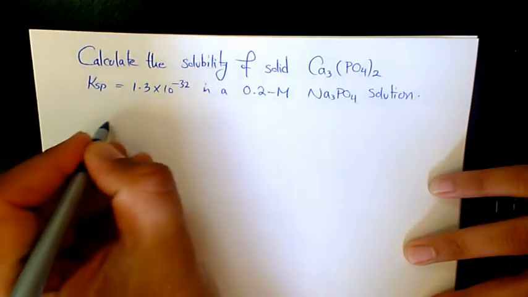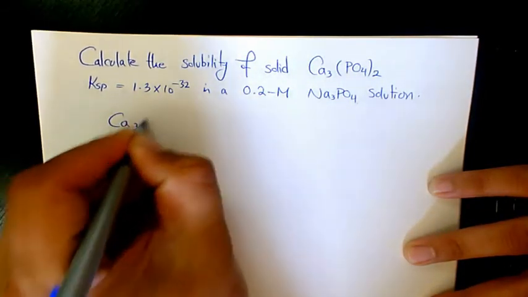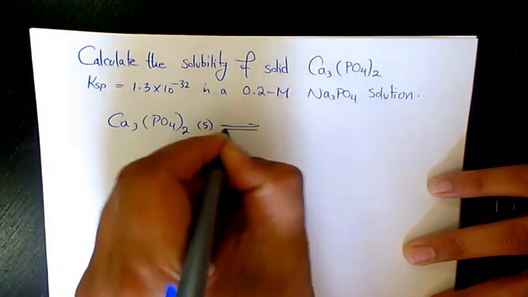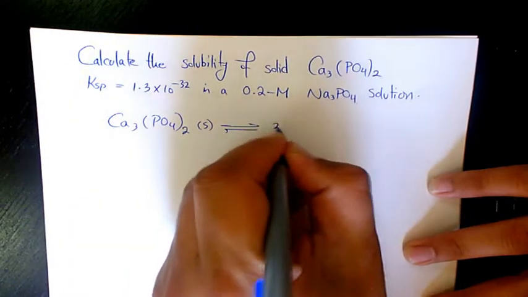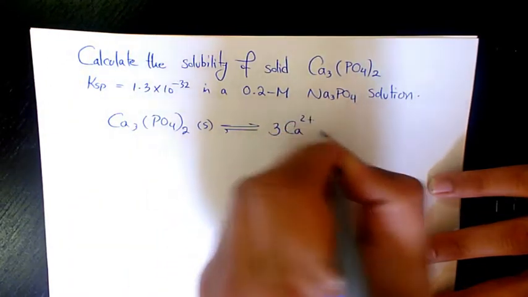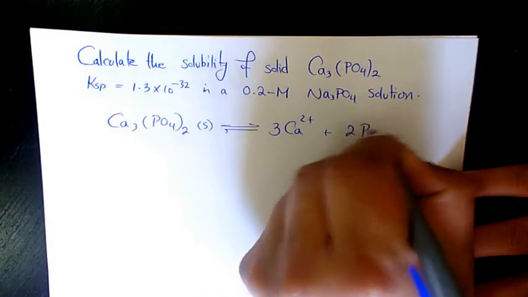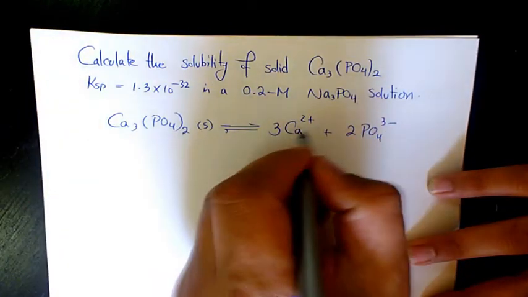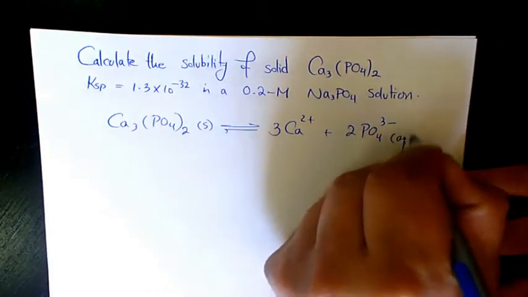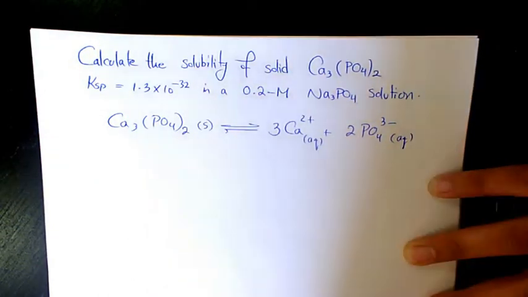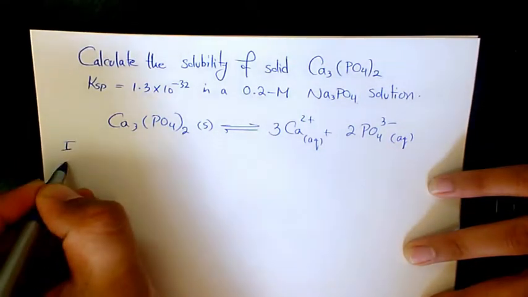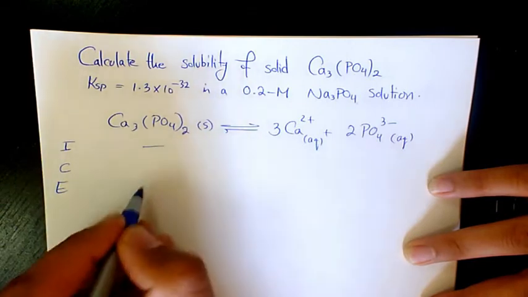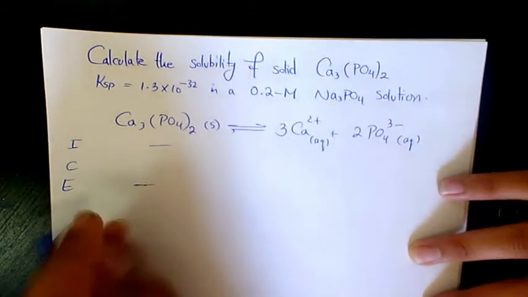So the solid is calcium phosphate, Ca3(PO4)2 in solid form. When it dissolves, it's going to produce the ions. So we're going to have 2 phosphate and 3 calcium, both in aqueous phase. And then we have the ICE table. Since this one is solid, we don't write it for initial and equilibrium.